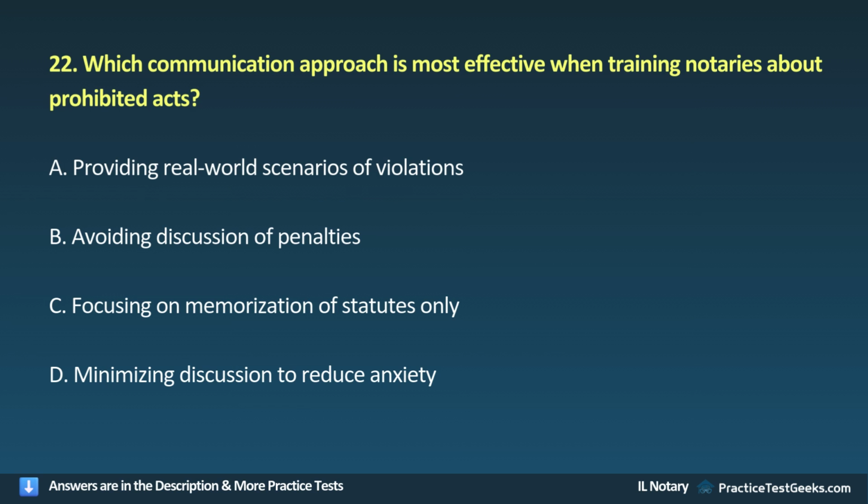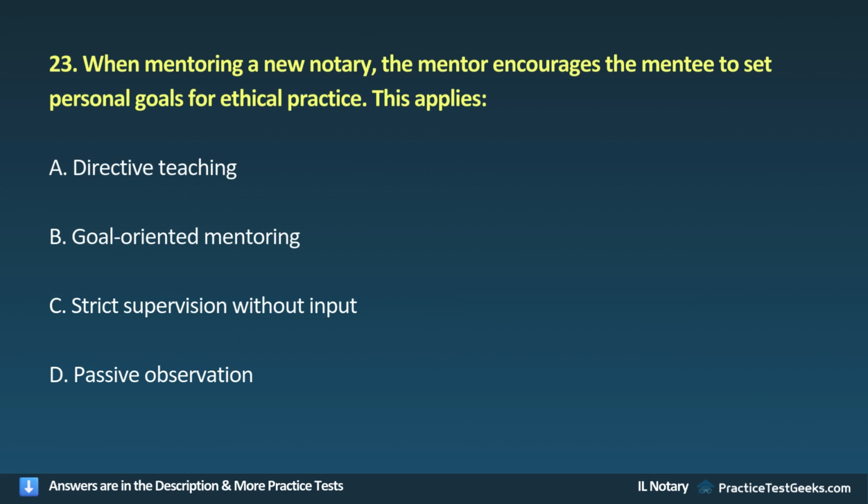C. Focusing on memorization of statutes only. D. Minimizing discussion to reduce anxiety. 23. When mentoring a new notary, the mentor encourages the mentee to set personal goals for ethical practice. This applies A. Directive teaching. B. Goal-oriented mentoring. C. Strict supervision without input.